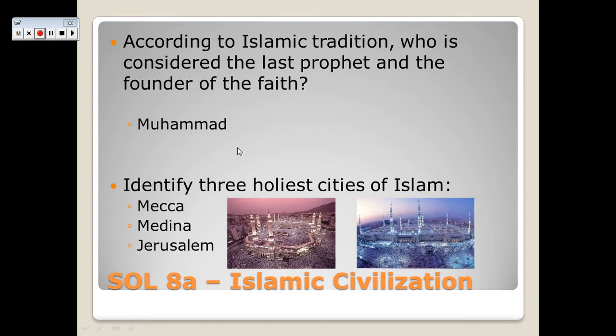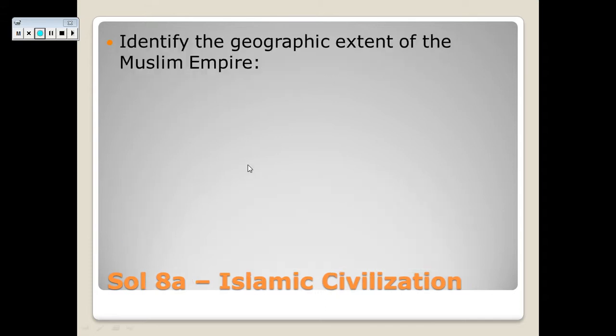Mecca is the city where Muhammad was born. It's the location of the Kaaba. Medina was our first Muslim city where Muhammad had to flee to when the Meccan people did not like him. And then Jerusalem is the location of the Dome of the Rock.